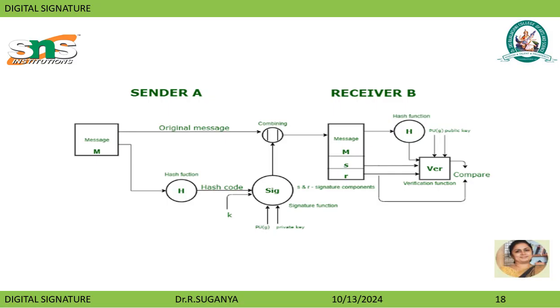the sender sends the message to the receiver, and the hash function and the signature function are used in combination. Along with the message, the hash code and signature are sent to the receiver. The receiver verifies by comparing whether the hash code and signature are the same.